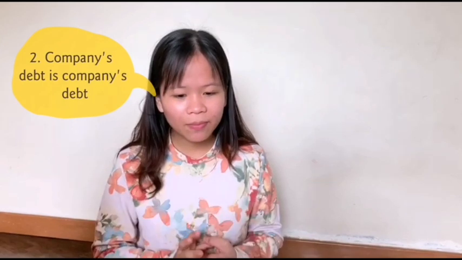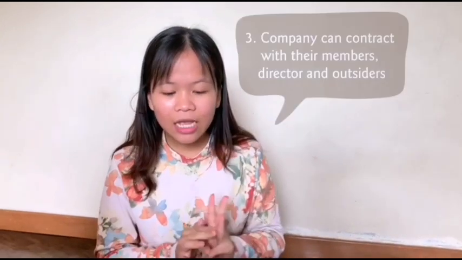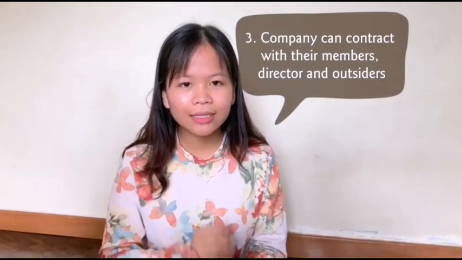Now, I can summarize up to 4 points based on the proposition that incorporated companies have a separate legal personality. First, company property is company property. Second, company debt is company debt. Third, the company can contract with the members, directors, and outsiders. And last, the company can commit torts and crimes, so the company is liable on its own, not its members, since the company is a separate legal entity.